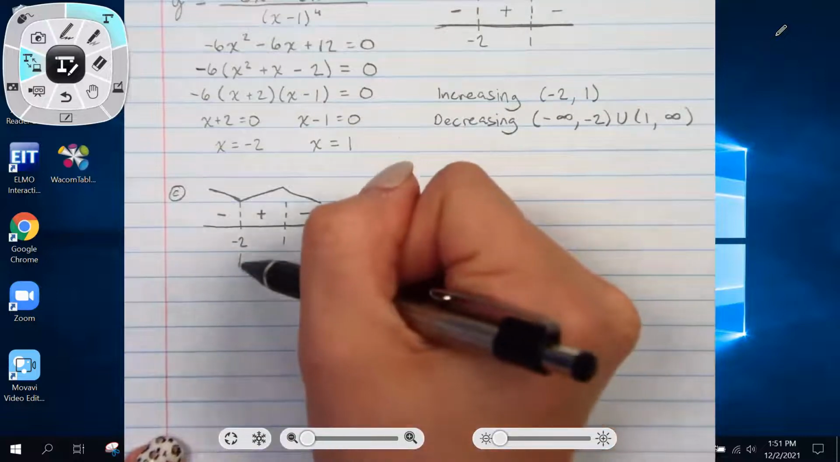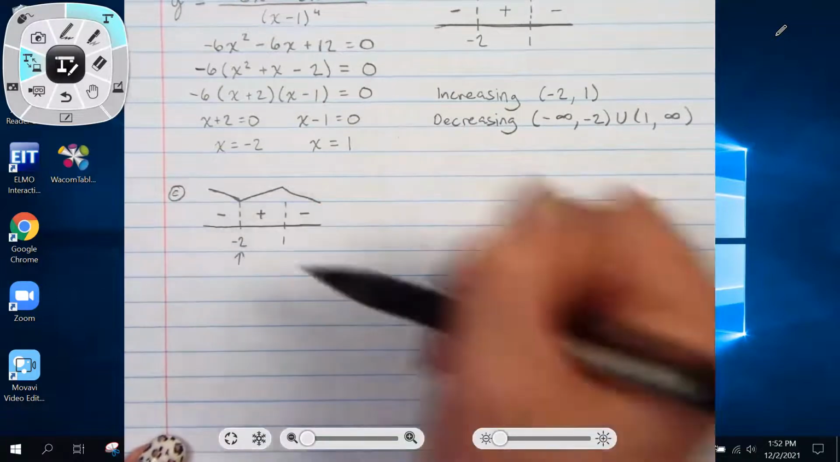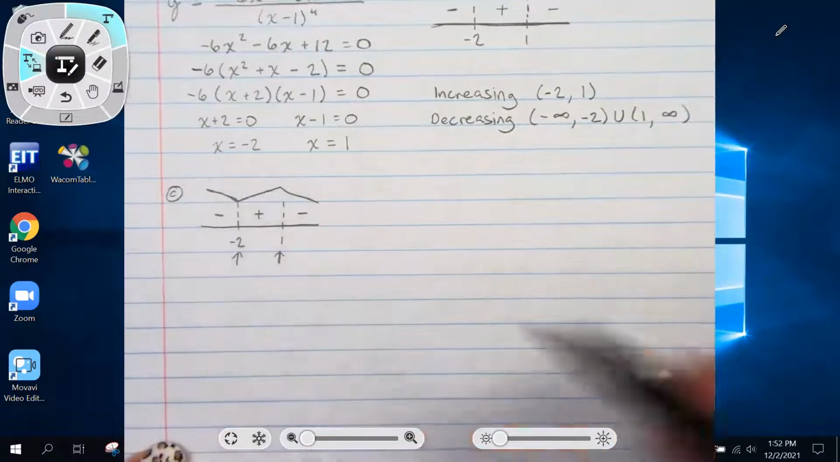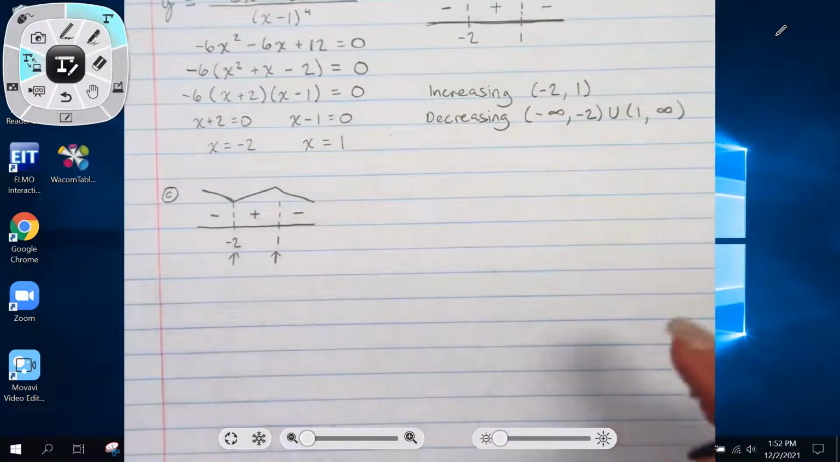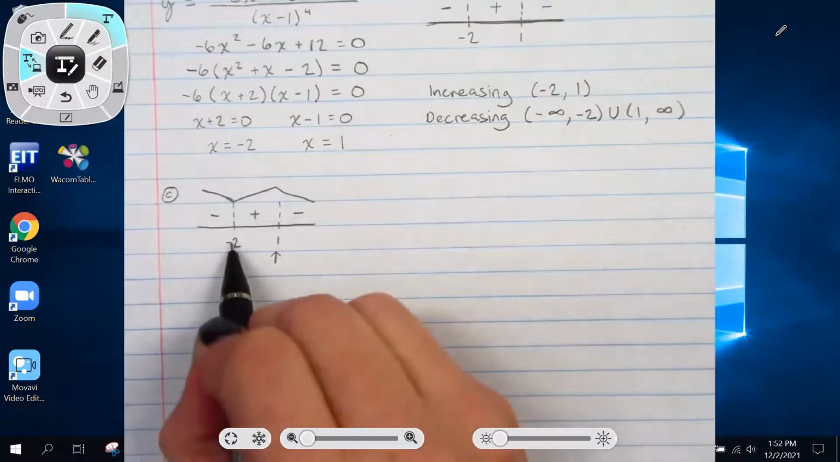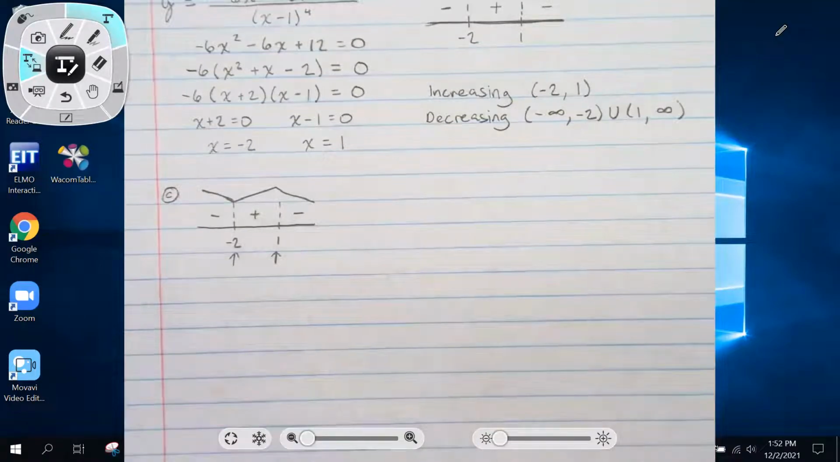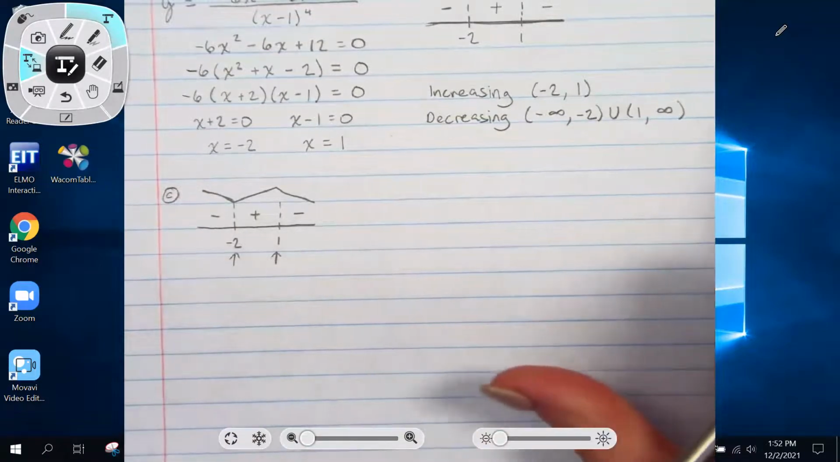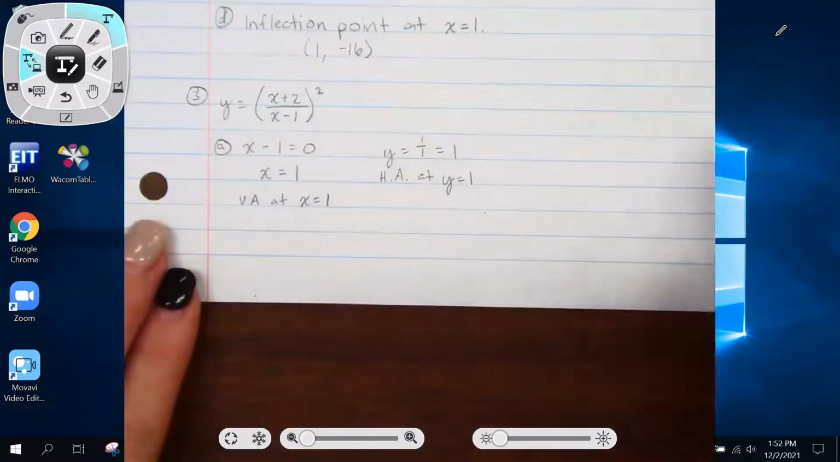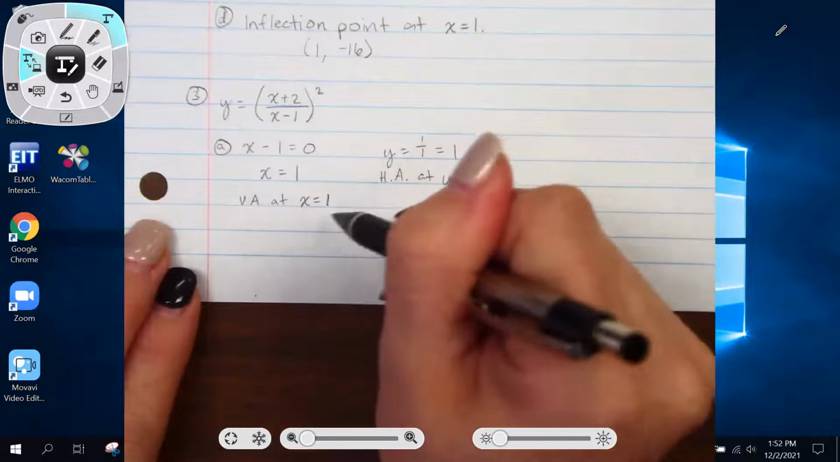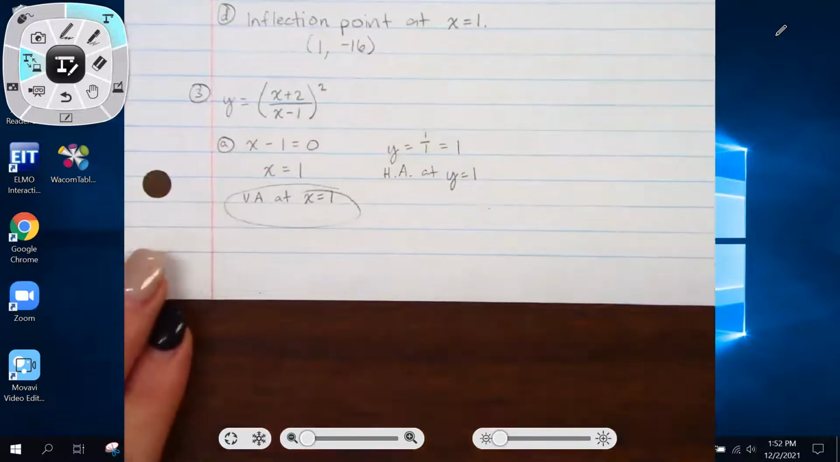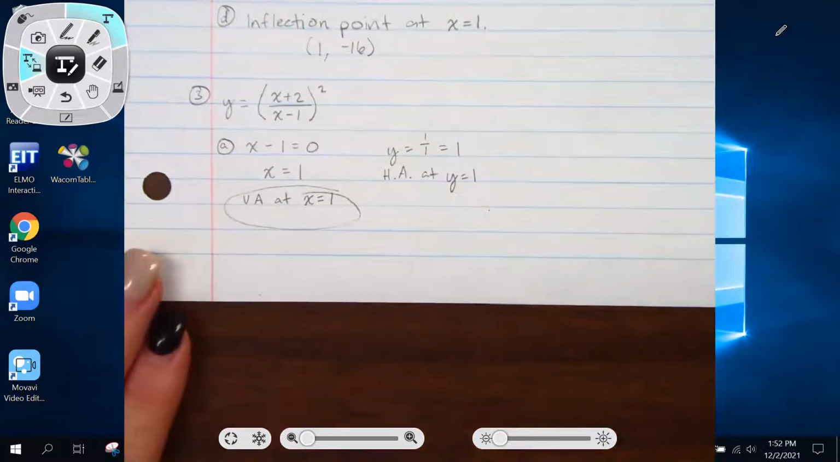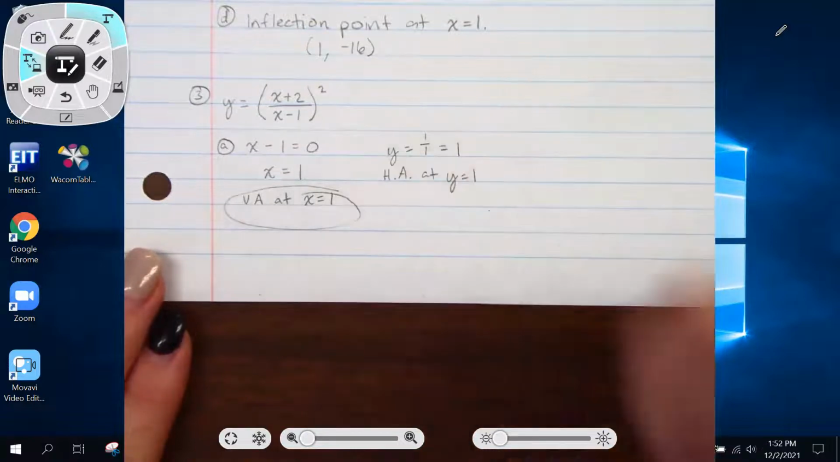So it looks like we have a minimum at -2 and a maximum at +1. So it is true that we have a minimum at -2, but it is not true that we have a maximum at +1, because if you look back at part A, we know that there is a vertical asymptote at x equals 1. So we couldn't have a maximum where there's an asymptote on our graph.